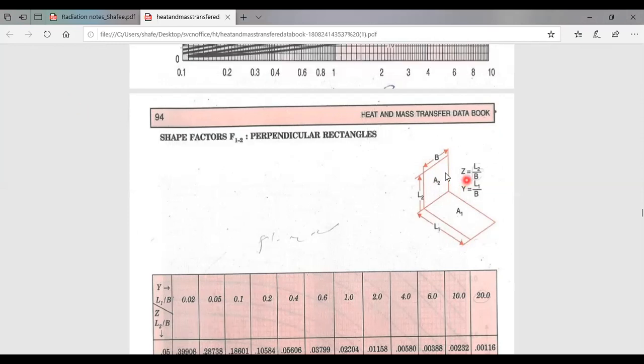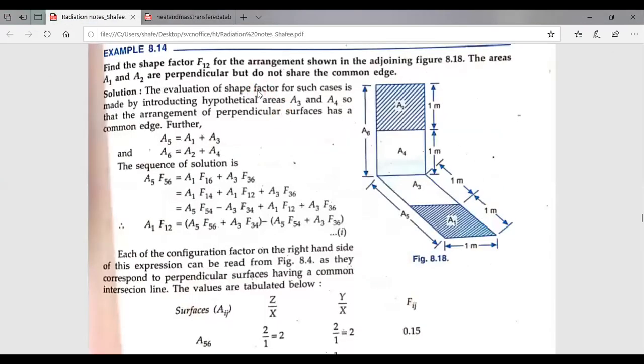So that is what we showed in the previous problem, which is like a room. Now this is perpendicular rectangles with a common edge. You see a common edge, I'm showing it with the highlighter. Now come back to our problem here. How is this problem different? Are you able to assess it?